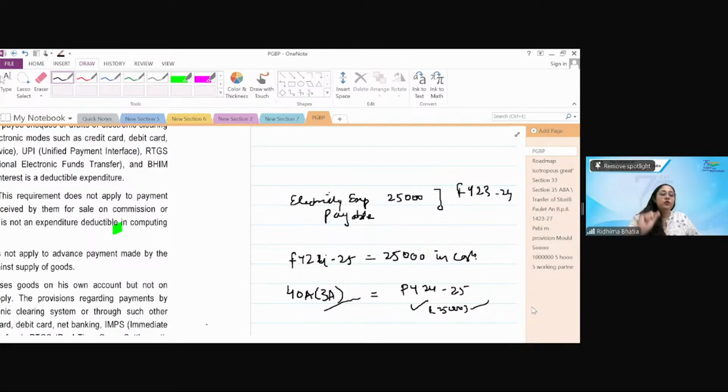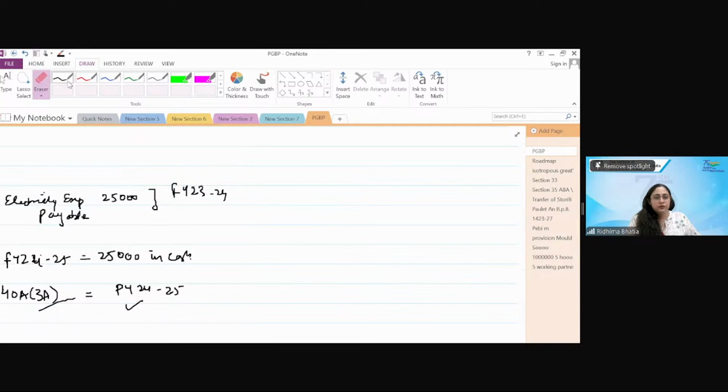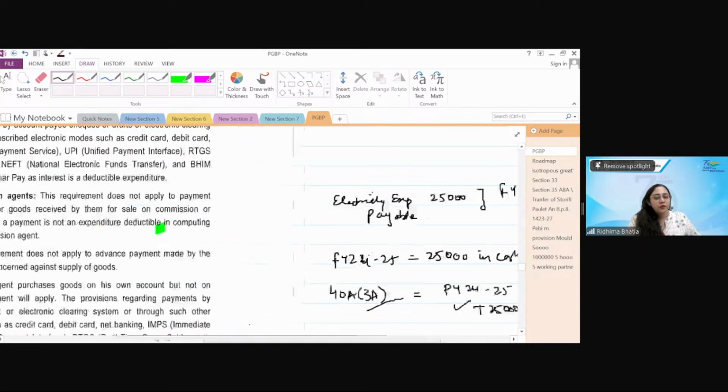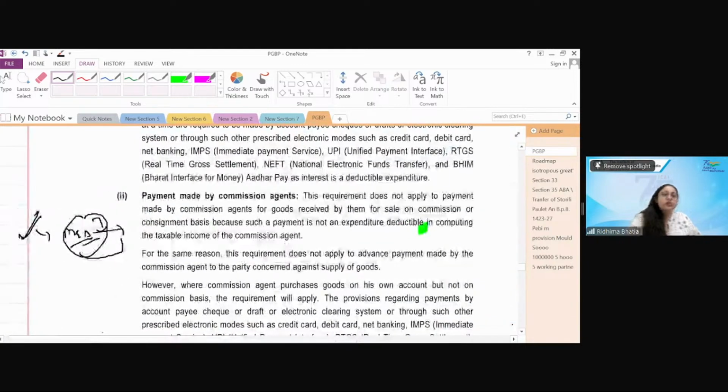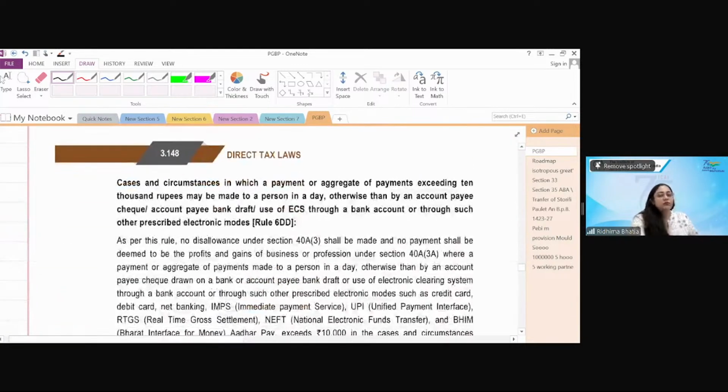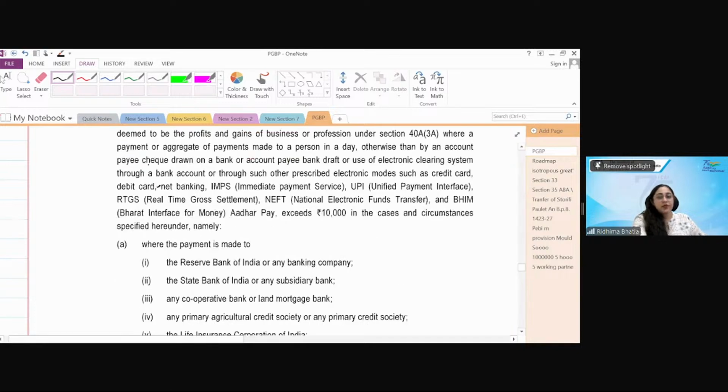Adjustment can come and you have to disallow, you have to add 25,000 back in the profits. But apart from this, friends, there are certain exceptions. Rule 6DD, which is a part of 40A3, gives certain exceptions: even if you're making a cash payment of more than 10,000 to a single person in a single day, still we will allow that payment, that expenditure. We will not disallow it.